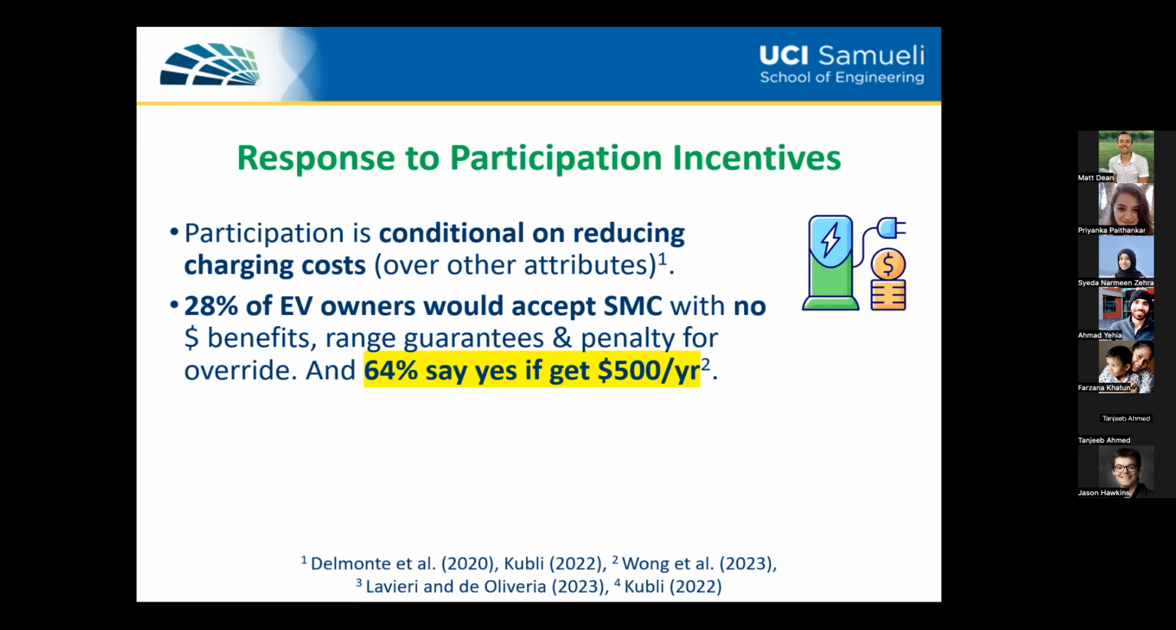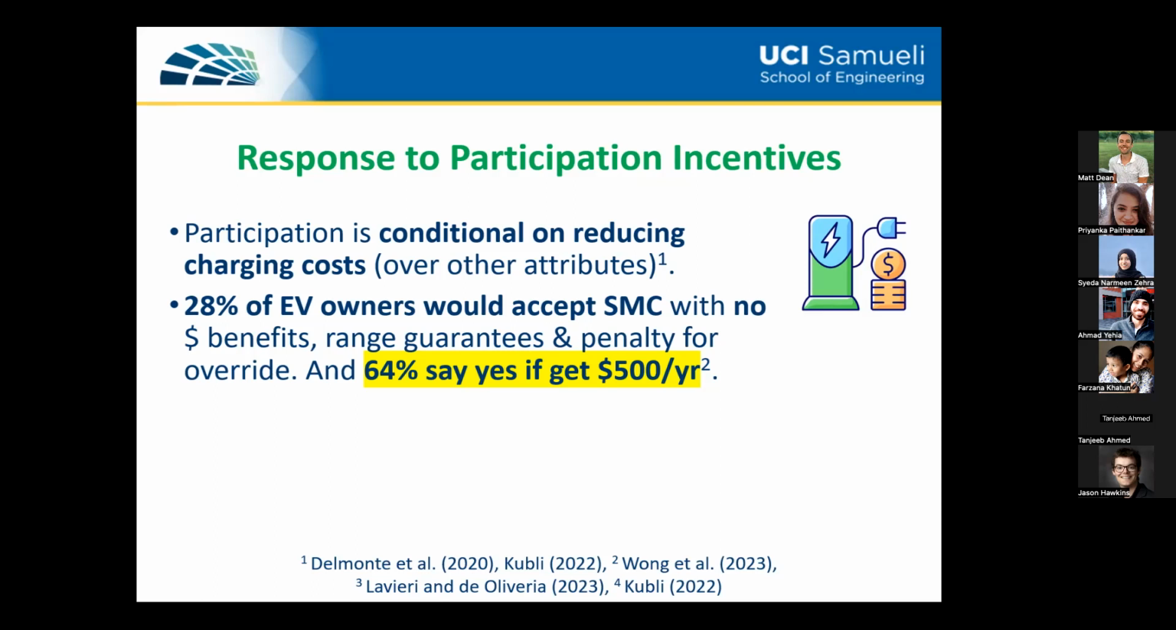And this suggests a really low-hanging fruit for an opt-out smart charging program that auto-enrolls EV drivers. For that same type of no-frills EV smart charging program, but with an incentive of $500 per year, the participation rate would climb to 64%.